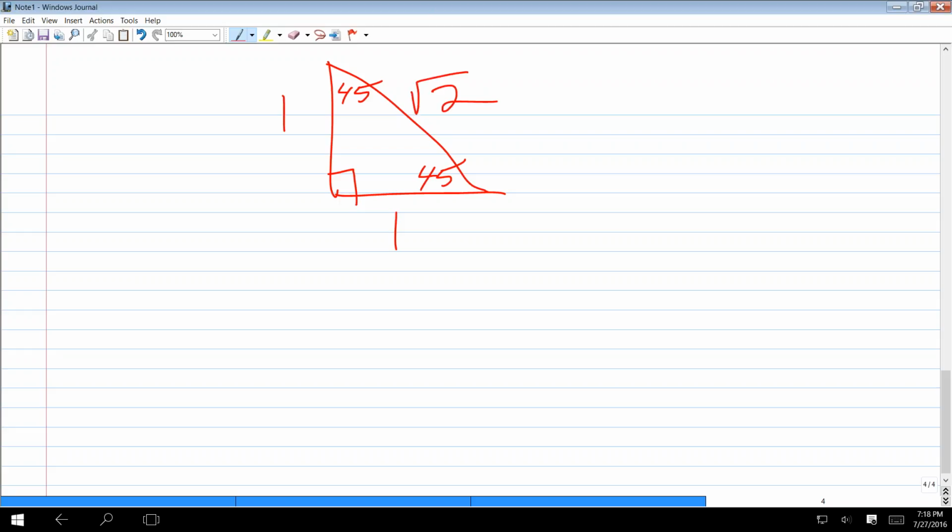Okay, let's do another one. I'm going to draw the unit triangle for the 45, 45. Notice that the sides opposite the smallest angle are always 1. Get you started. Now I'm going to draw another triangle that is similar to this, only it has different dimensions.